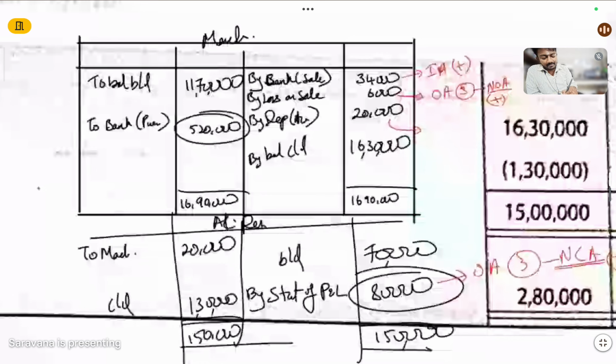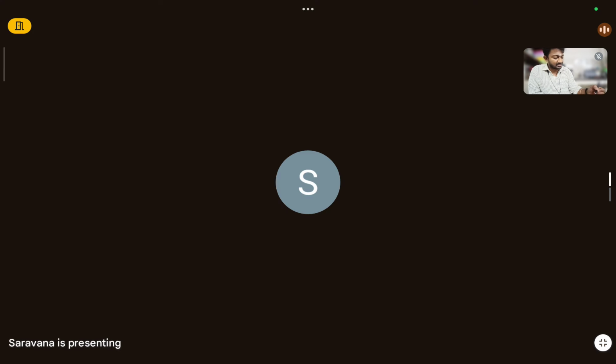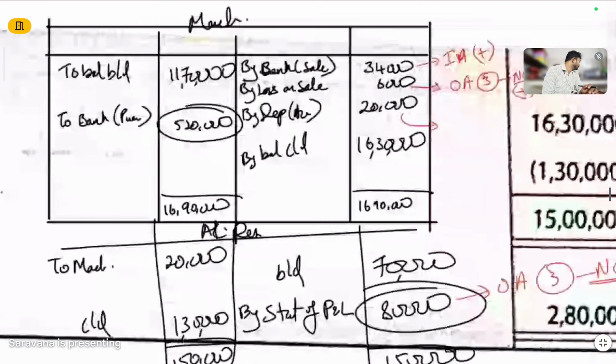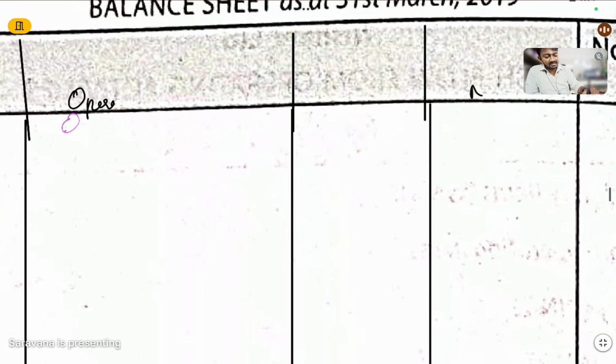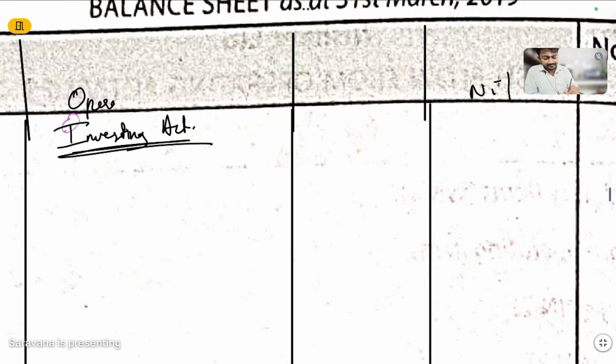In investment activity, if you do any purchase it leads to outflow of cash. So what we should do? We need to subtract the value. Okay? So open the account. Here they given that operating is nil, so directly we are doing investing activity.